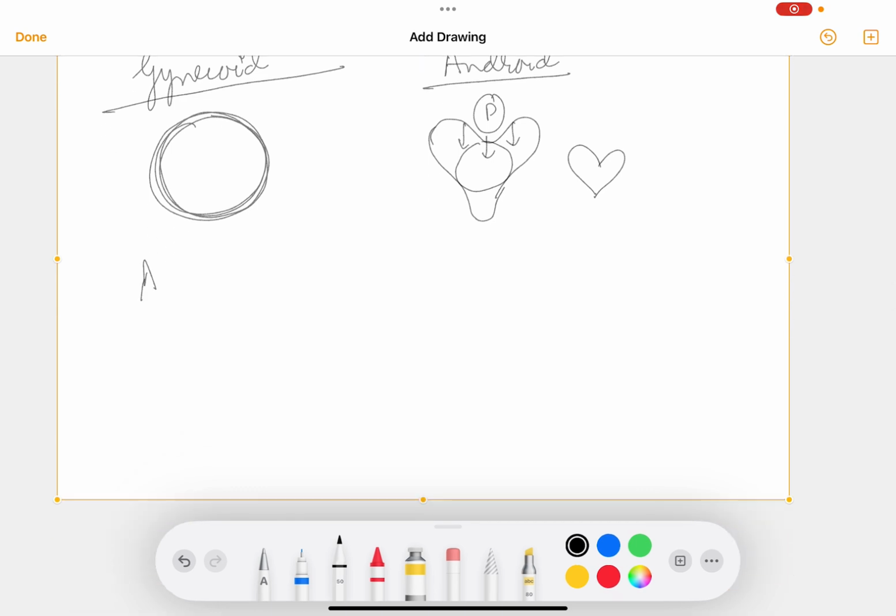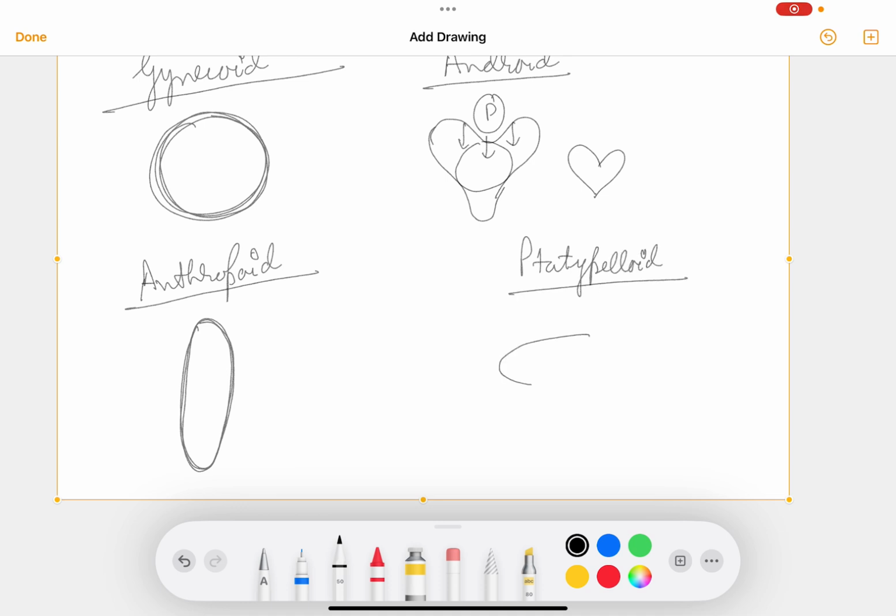The remaining 2 types of pelvis: one is the anthropoid pelvis. Anthropoid pelvis is anteroposteriorly oval. Whereas the platypeloid pelvis is the type of pelvis which is transversely oval. So anthropoid pelvis, as you can see, is anteroposteriorly oval, so the head will get fixed in face to pubis delivery.